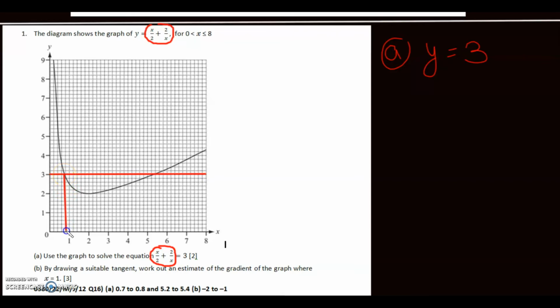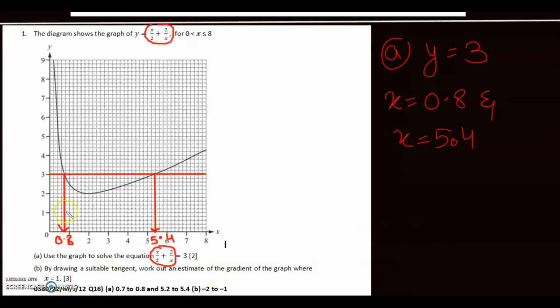This is the first point of intersection. Roughly read out this value. The marking scheme says any value between 0.7 to 0.8 is acceptable. So mine is looking a bit like 0.7 or 0.8. And the other solution is this point of intersection, which is 5.4 for me, which is acceptable according to the marking scheme. Okay, so the answer for part A is x equals 0.8 and x equals 5.4.